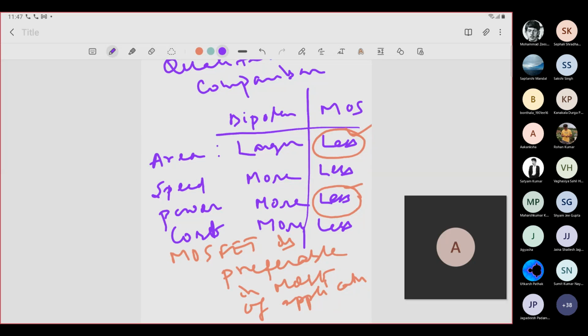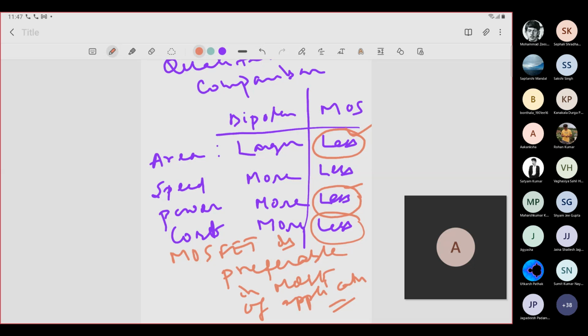So cost is more for bipolar. This is another advantage you get with MOSFETs. Hence, MOSFET is preferable in most of the applications. Okay, so this is the conclusion. So we will study the MOS-based circuits in this lecture series.